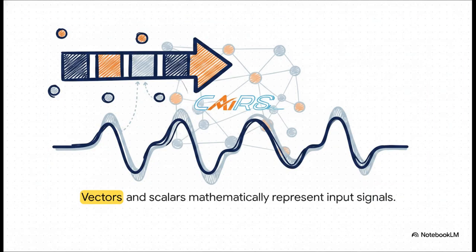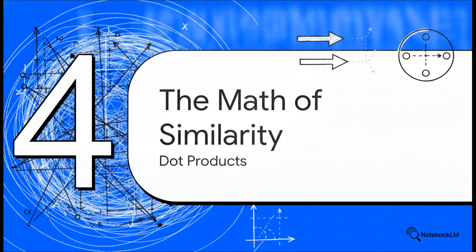Now, to actually pull off this calculation, we have to represent these signals mathematically. We do this using scalars, which are just single standalone values, and vectors. Don't let the word intimidate you. A vector is simply a mathematical quantity that holds more than one element, usually lined up in a neat row or column. Just think of a vector as an organized grocery list of numbers that represent our features or our synaptic weights. Which brings us to our final section, the math of similarity, dot products, and correlation.